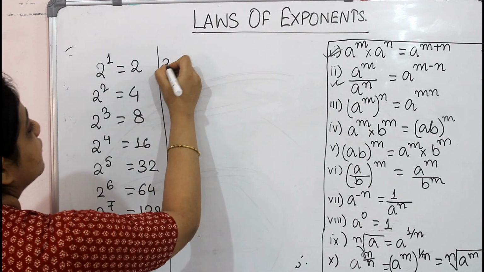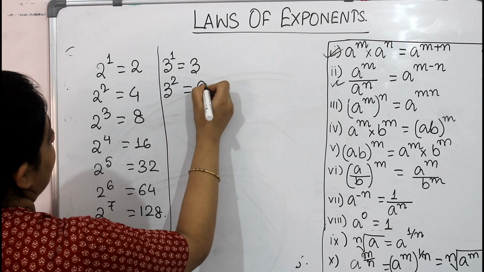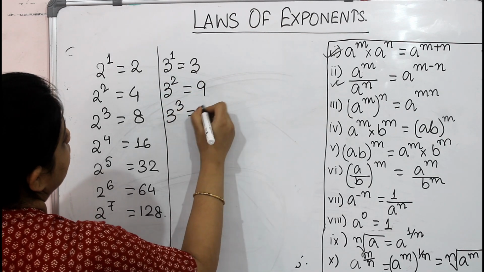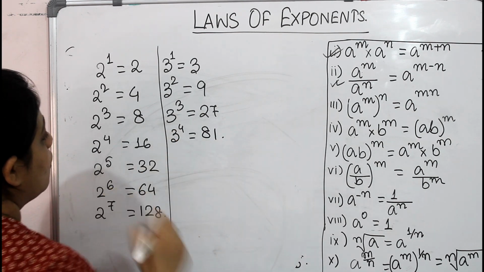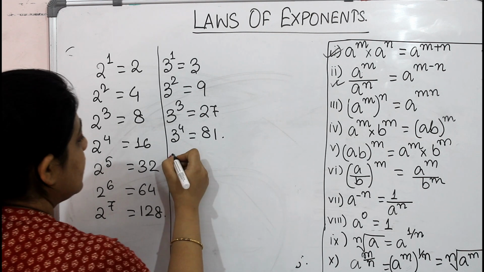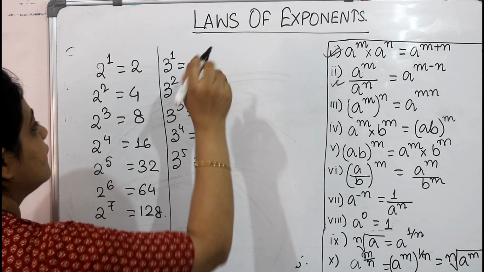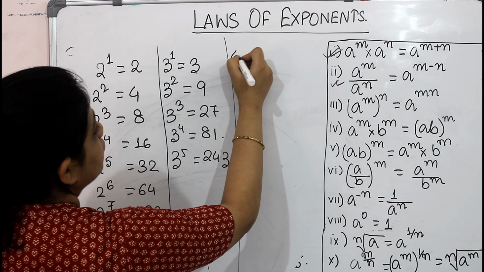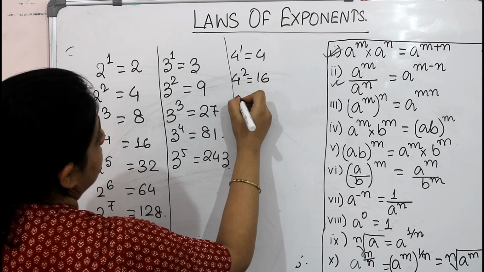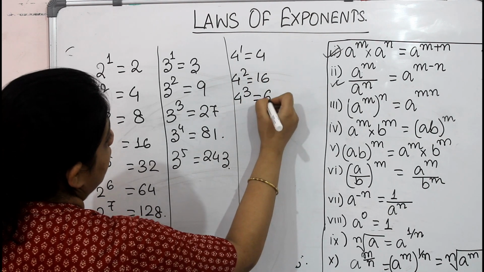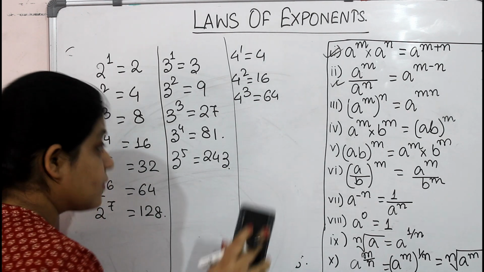Like 3 to the power of 1 is 3, 3 square is 9, 3 cube is 27, 3 to the power 4 is 81. Okay, so then 3 to the power 5 is 243. Up to this you remember. Now 4 to the power of 1 is 4, 4 square is 16, then 4 cube is 64. So up to this you remember.